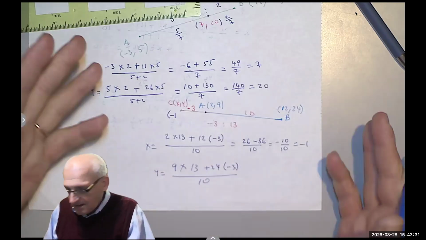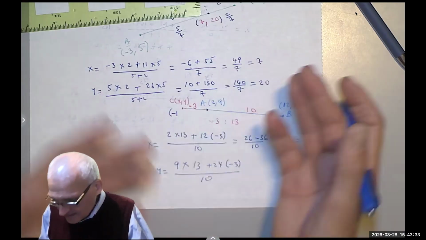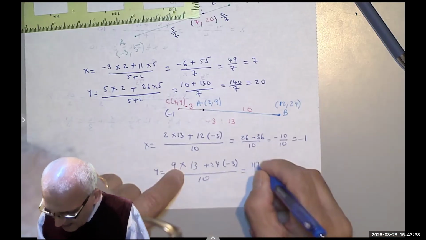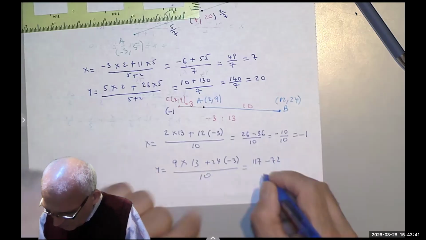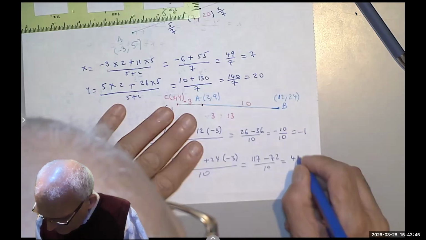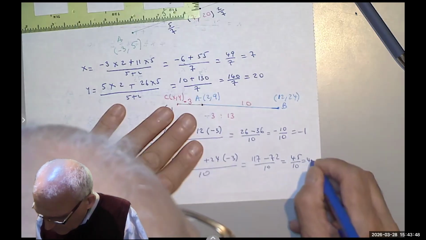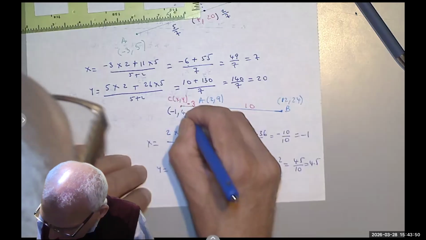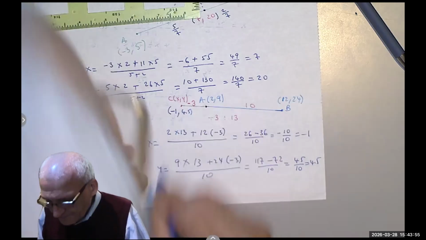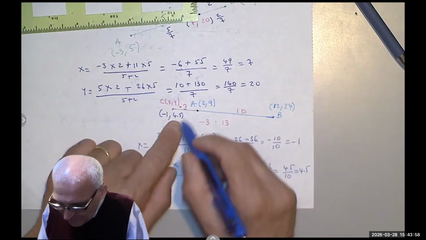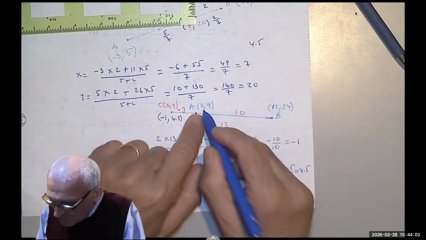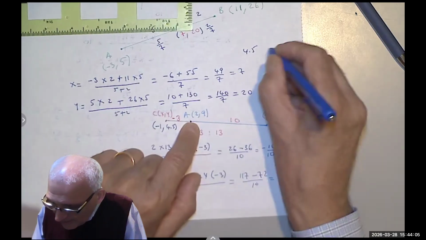I just picked an easy thing, so the math wouldn't be tough. 117 minus 72 over 10 equals 45 over 10 equals 4.5. Yeah, it equals 4.5. Notice that from 4.5 to 9, I go up 4.5. From 9 to 24, you go up 15.